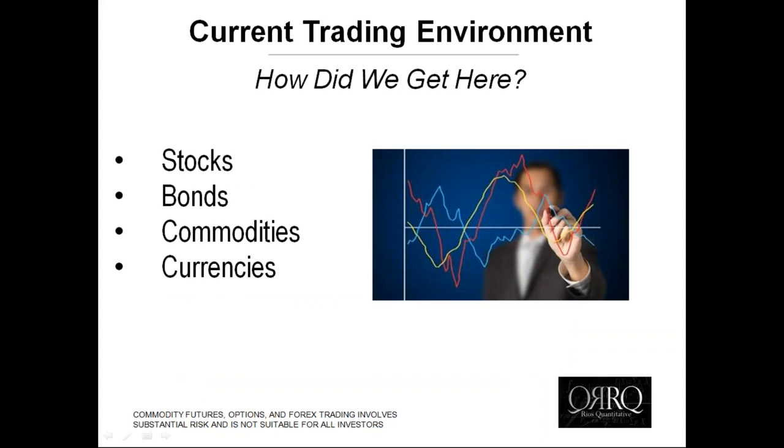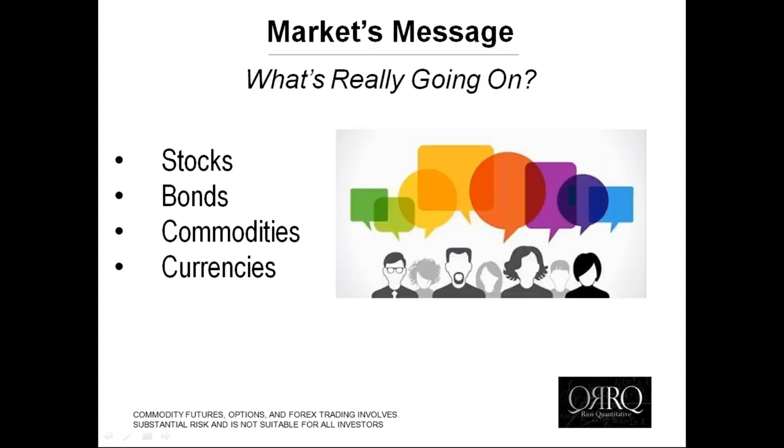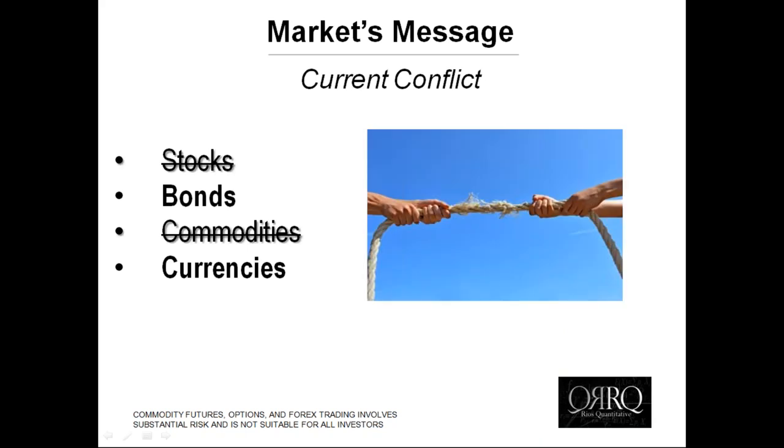All right, so what's the current trading environment? How did we get here? What is the market's message and what's really going on? Well, what we've seen is the bond market has had one opinion and the currency market has had a completely different opinion. The bond market's been hawkish as far as interest rates, interest rate yields. The currency market's been dovish.